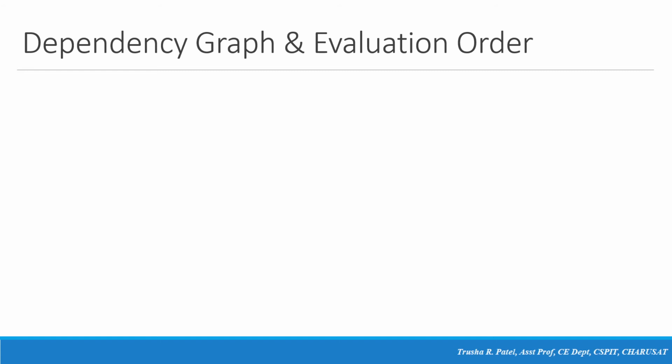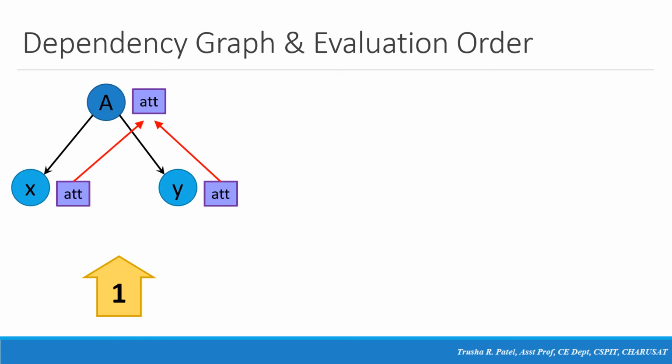Now let us talk about the dependency graph and evaluation order. Go ahead with the scenarios one by one. In the first scenario which we have discussed, the attribute of A is calculated from the attributes of X and Y. So the attribute of A is dependent on the attributes of X and Y. That I have shown using the red color arrow, right? So this red color arrow is indicating the dependency graph. And what should be the evaluation order for this? The attributes of X and Y should be calculated first, and using that the attribute of A will be calculated afterwards.